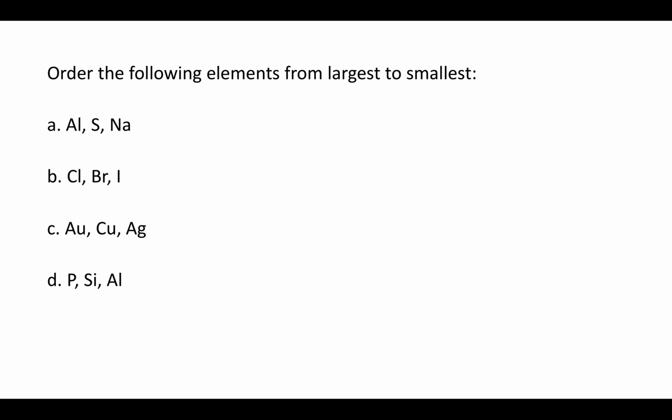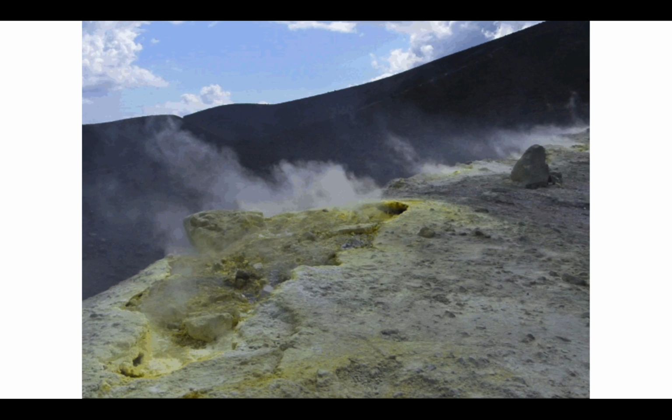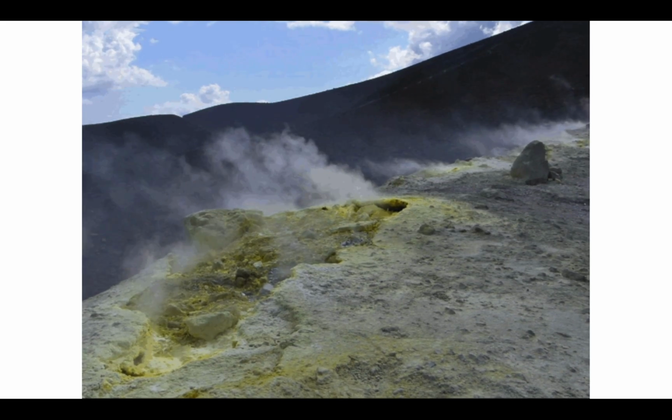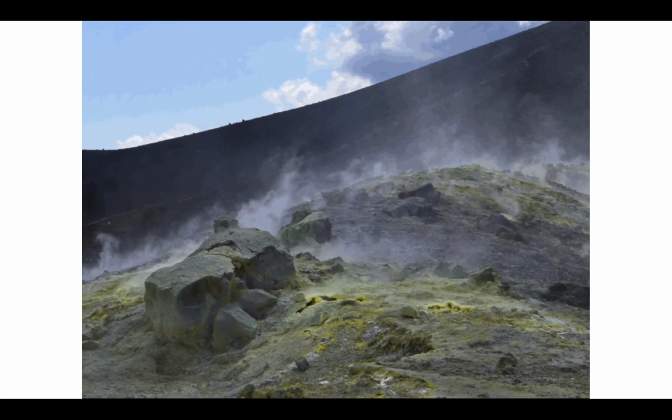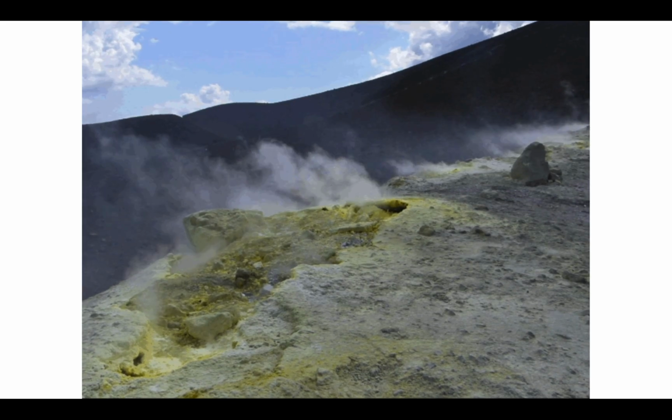Similar question, but here it says order the following elements from largest to smallest. The first one asks to compare aluminum, sulfur, and sodium. And here, this is a picture of sulfur hardening on the outside of what's called a fumarole on a volcano in Vulcano, Italy. Fumaroles are where smoke escapes from vents near volcanoes. That smoke is sulfur dioxide, and the sulfur hardens onto the ground nearby.